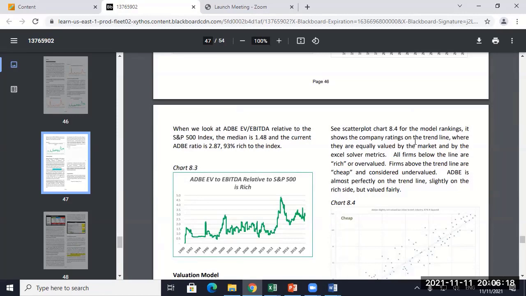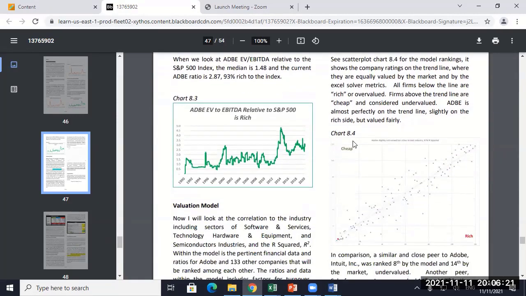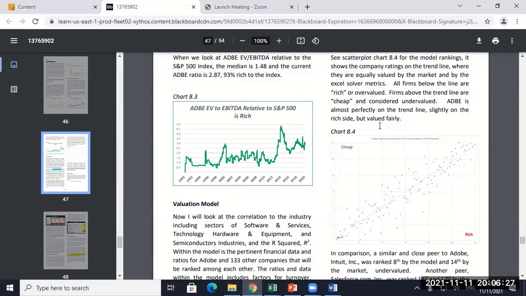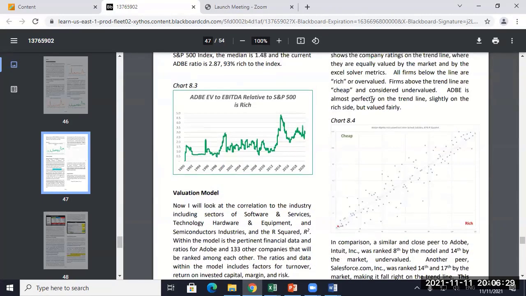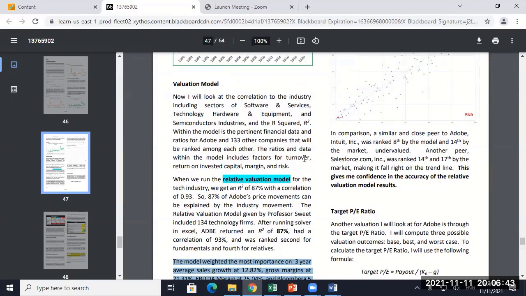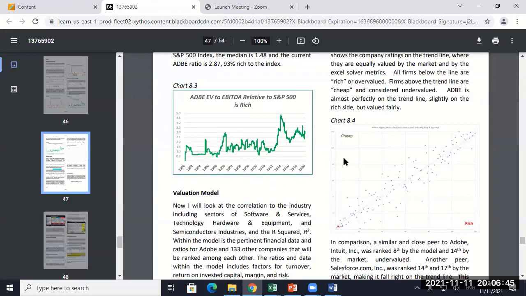It shows the company ratings on the trend line where they are equally valued by the market and the Excel solver metrics. All firms below the line are rich. Adobe is almost perfectly on the trend line, slightly to the rich side, but fairly valued. So he just says they're fairly valued. And then he talks about a peer. Salesforce is ranked 14th and 17th by the market, making it fall right on the trend line. This gives me confidence in the accuracy of the relative value metrics. I mean, that's a very, very strong model.